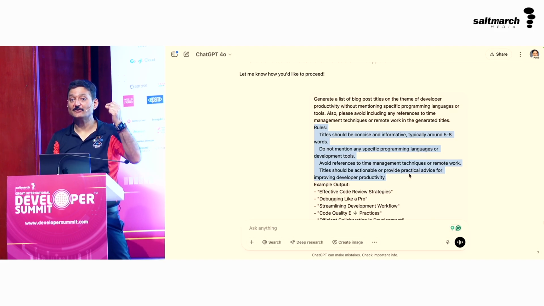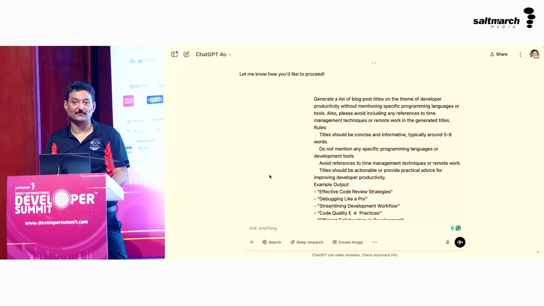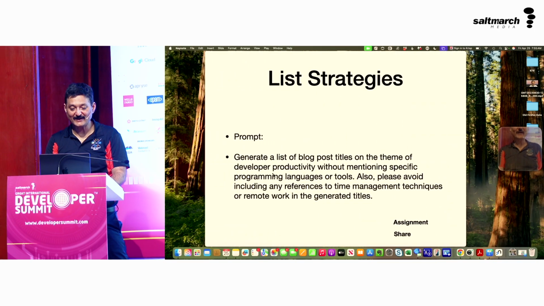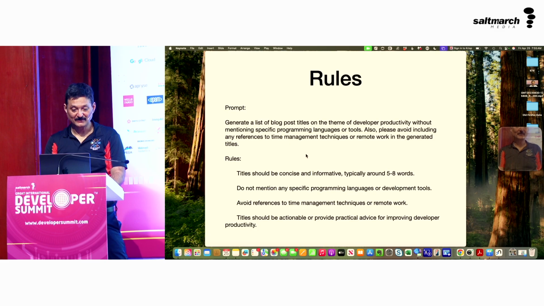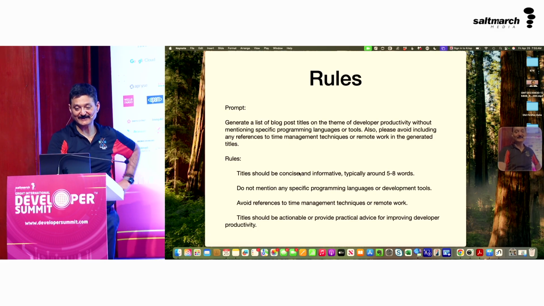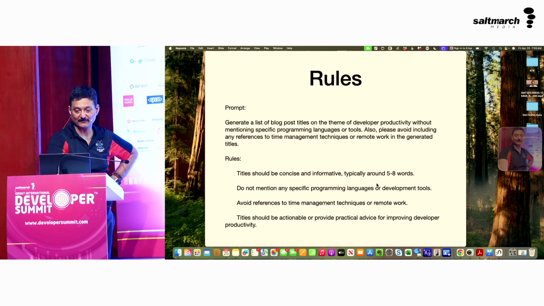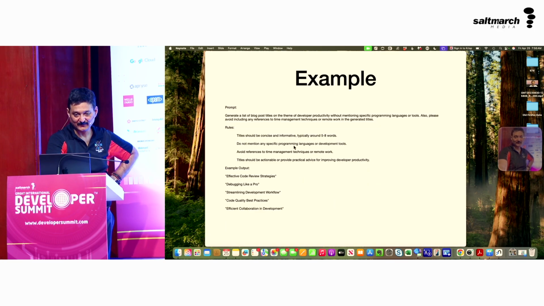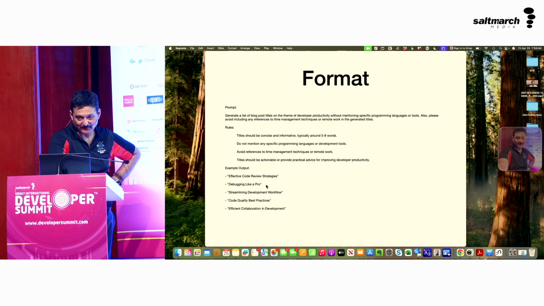You need to know what your guardrails are for all your prompts. This is the way you stop the hallucination which comes in. That's where you're adding these rules, saying that typically do it for 4 to 5 words. This is another one: generate a blog post for this. This is another one: generate a blog post with an example for this. And you do the formatting also at the end.